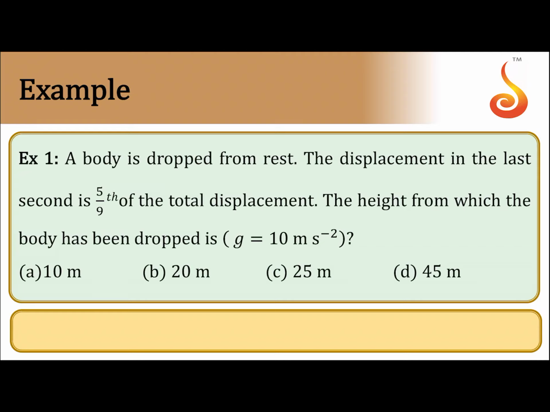A body is dropped from rest. The displacement in the last second is 5/9 of the total displacement. The height from which the body has been dropped is?